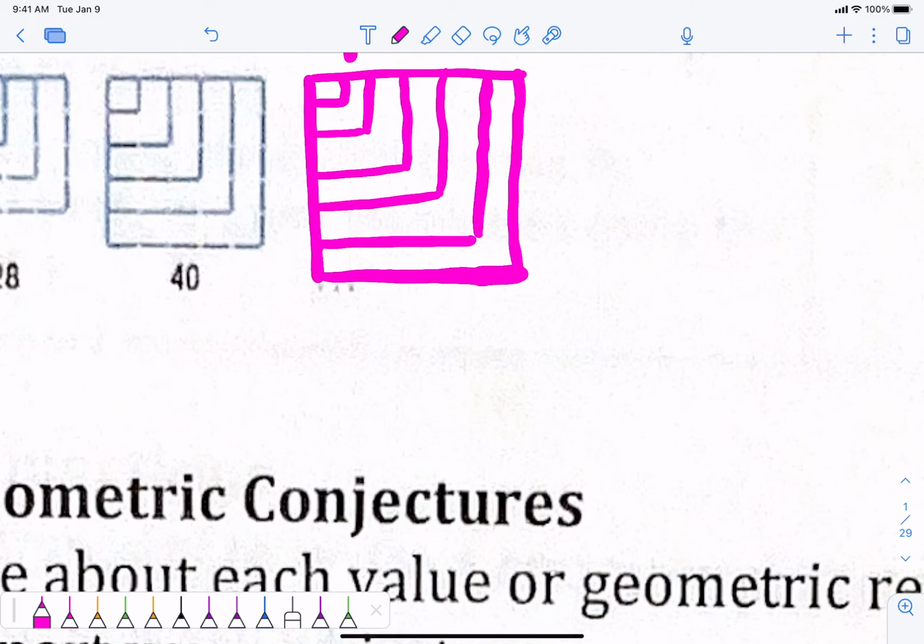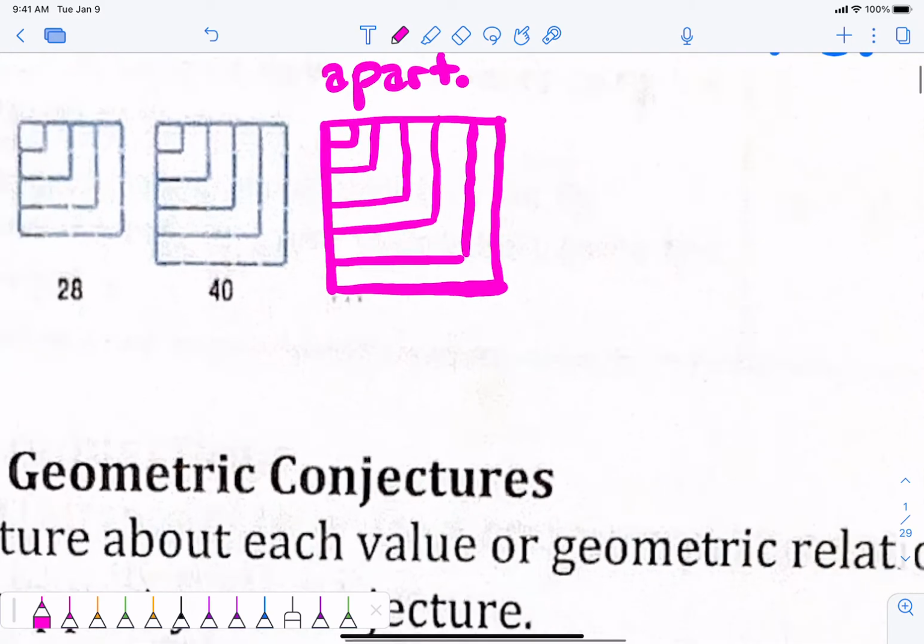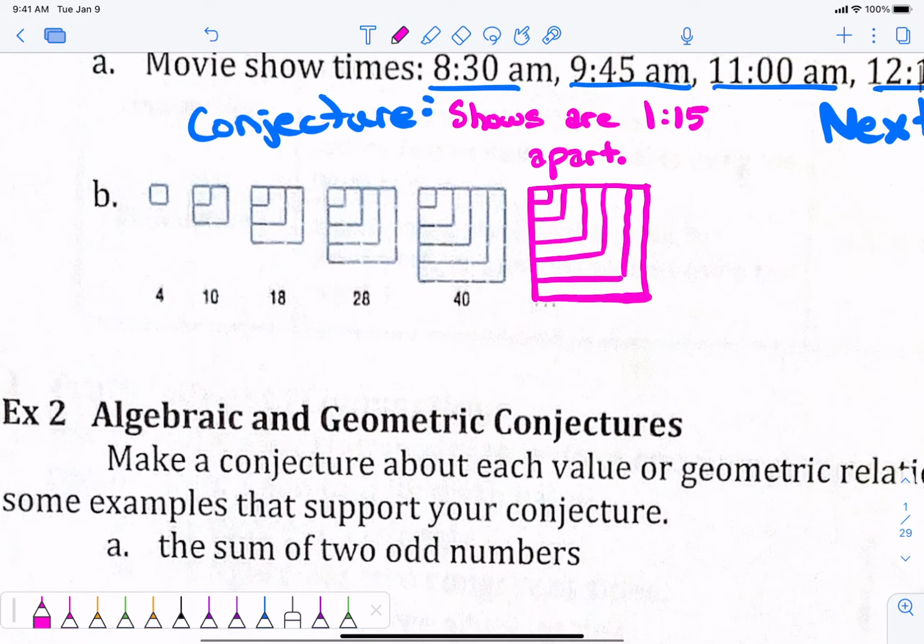So 1, 2, 3, 4, 5, and this is like the 6th ring going out, right? The 6th ring going out. Okay. All right, then we have to figure out what this number is. I'm not going to count each one of those. Let's look at what we're doing each time.